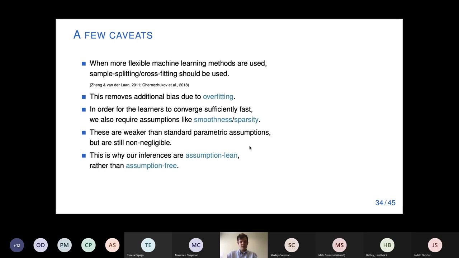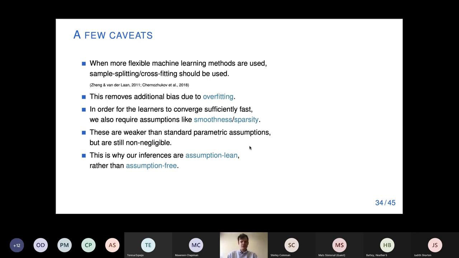Furthermore, we're also assuming that our learners are converging sufficiently fast to the truth. In order for this to be the case, we require several assumptions. One is that the tuning parameters are chosen well, but we also require that assumptions like smoothness and sparsity hold. So in general, in the case where there are many covariates, we require that in truth, the true conditional expectations will only involve a small number of them. These assumptions are generally weaker than the standard assumptions in parametric statistical theory, but they're still non-negligible, okay? And they can maybe be viewed as very strong in cases when we have very high dimensional covariates.